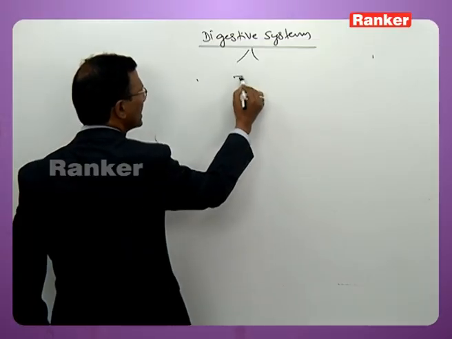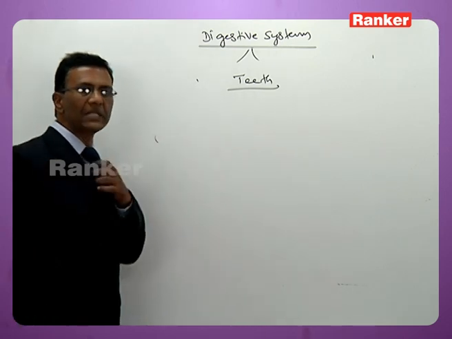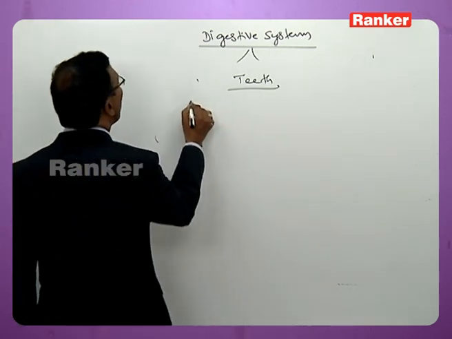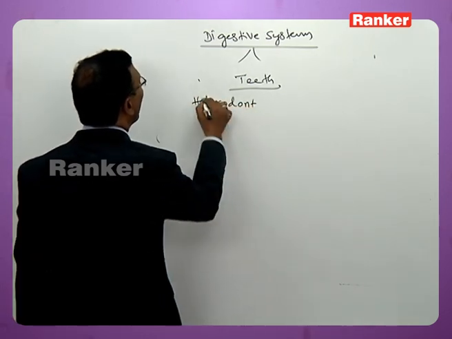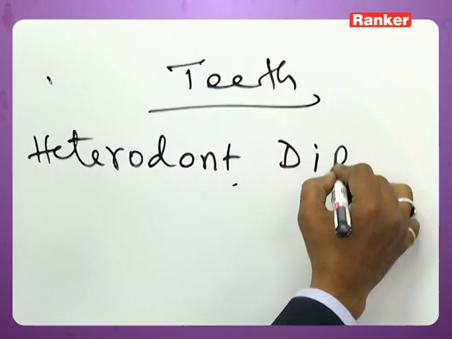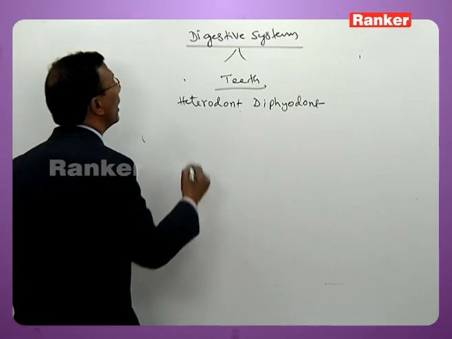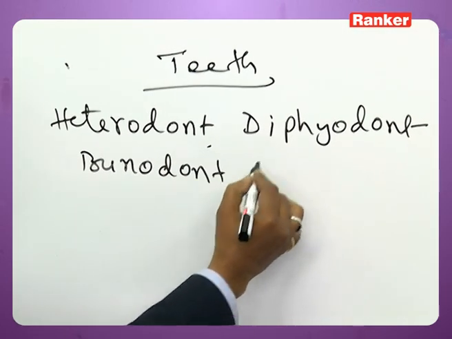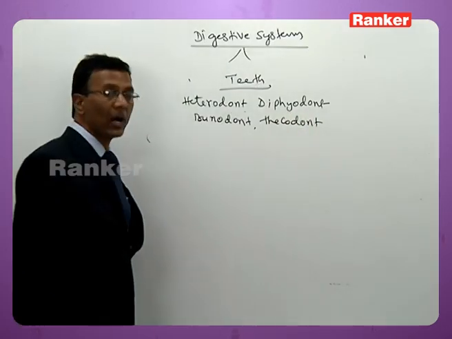Now we shall talk about the next one, teeth. What type of teeth are present in human beings? Remember, in human beings teeth are heterodont, diphyodont, bunodont, thecodont. So if any question is given, you should be able to answer it now.